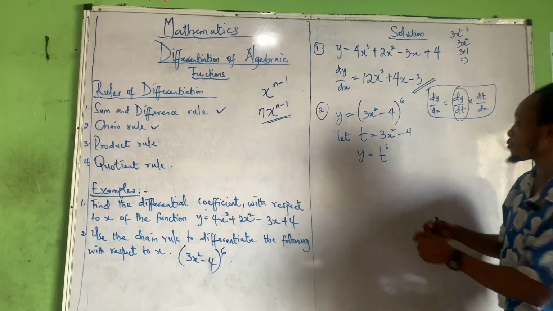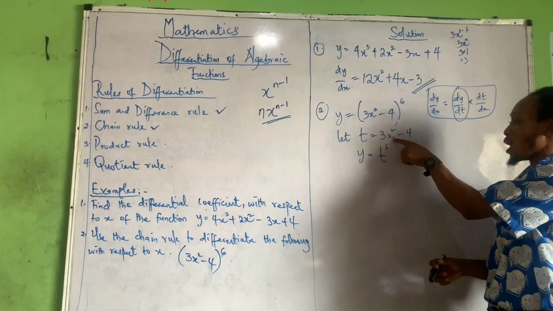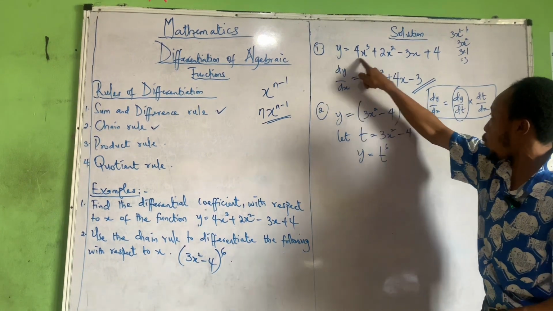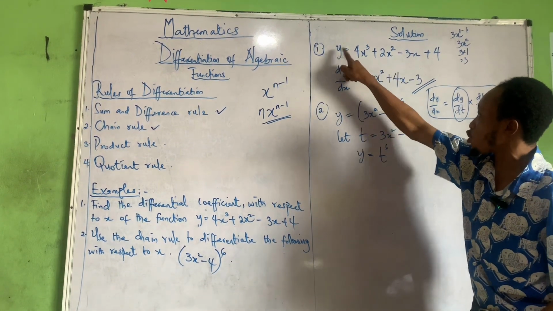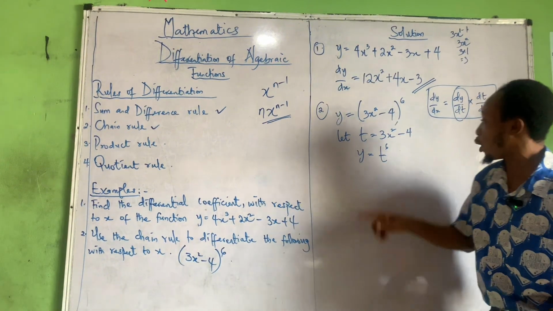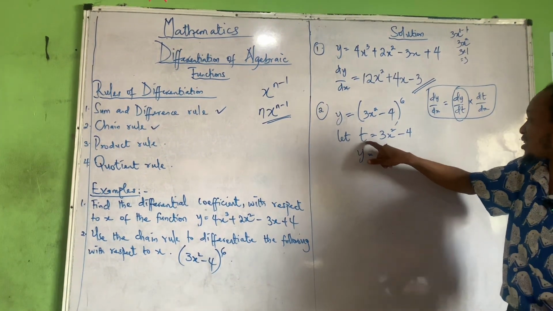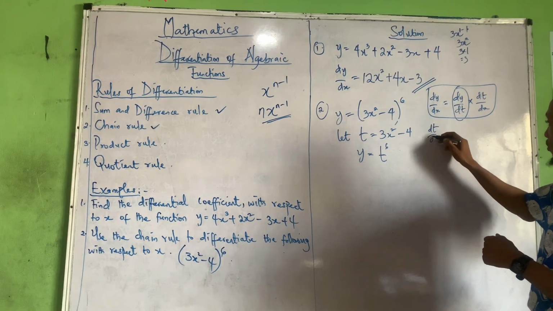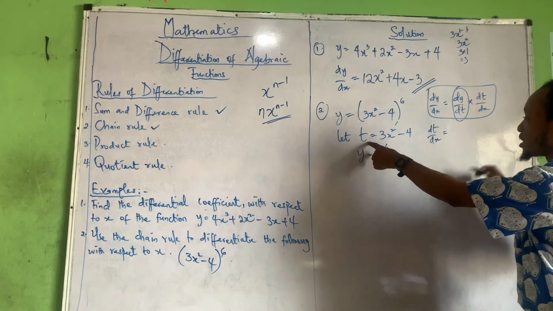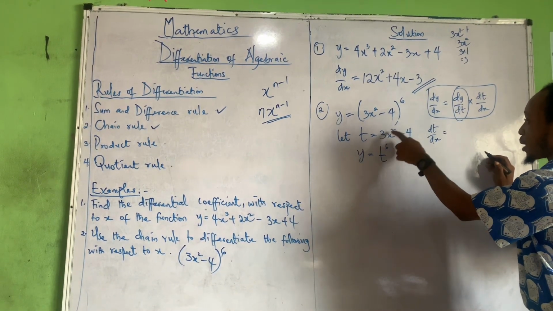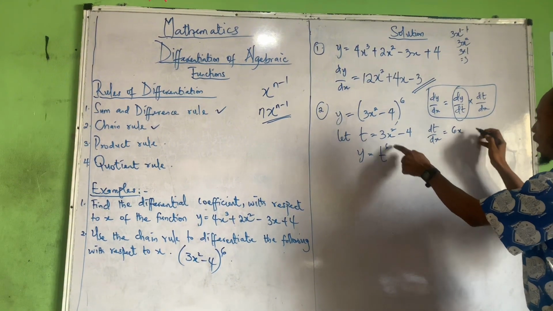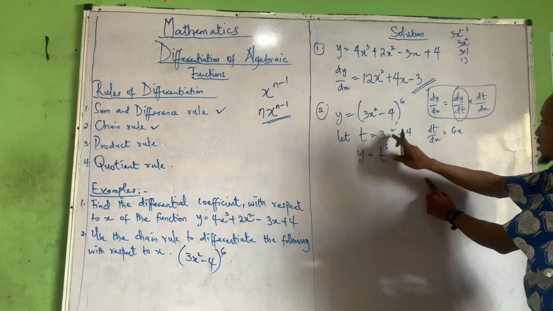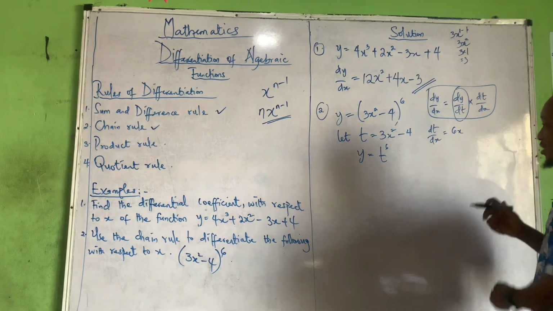So dy dt means you are differentiating y with respect to t. If we say dy dx, you are differentiating this y with respect to x. Now dt dx, you are differentiating this t with respect to x. So let's do dt dx here. So dt dx is 3 times 2, which is 6x. The constant has gone, which is 0. This one is 6, then your x minus 1, you have 6x.